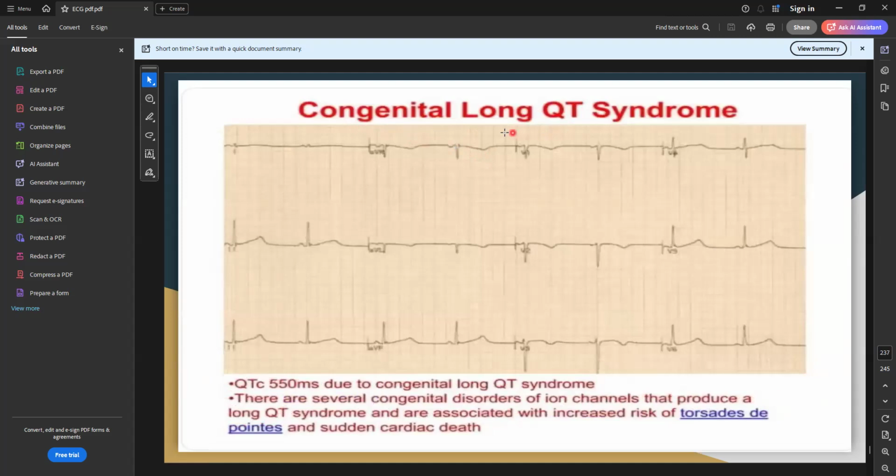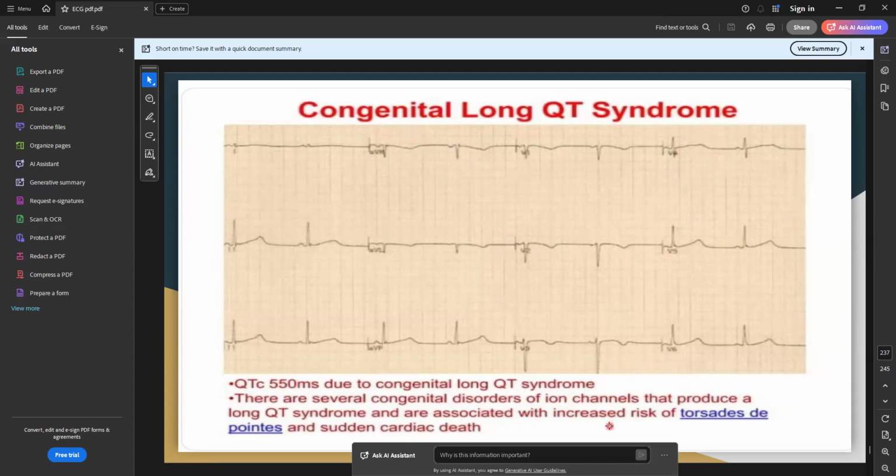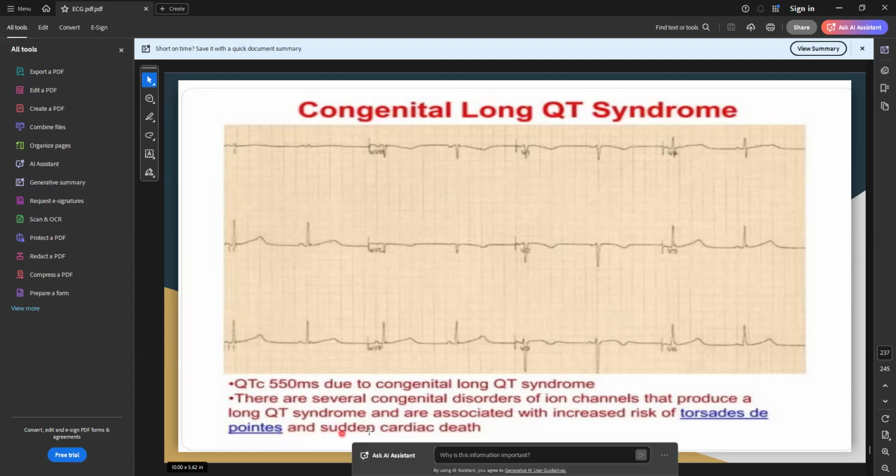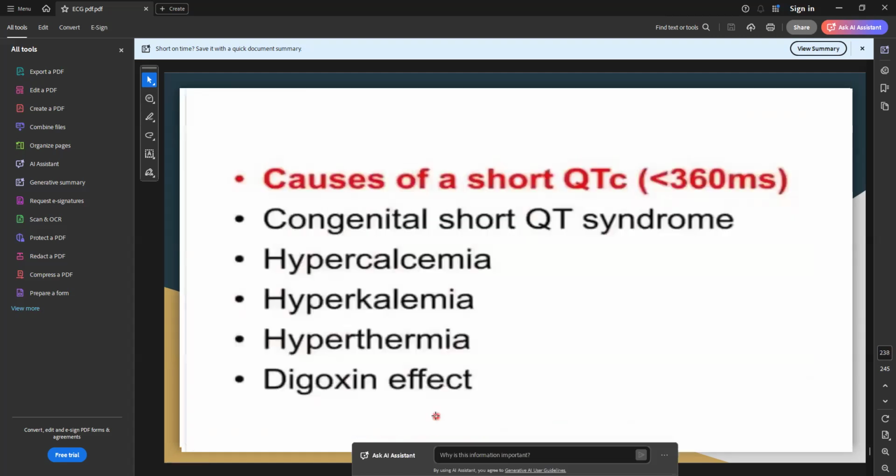Coming to congenital long QT syndrome, here also you can see the prolonged QT interval. These congenital long QT syndrome patients will present with associated features like the torsades de pointes pattern, that is ventricular fibrillation, and they are prone to sudden cardiac death.